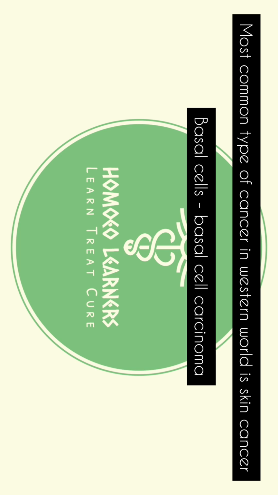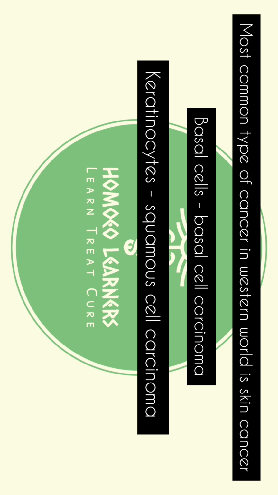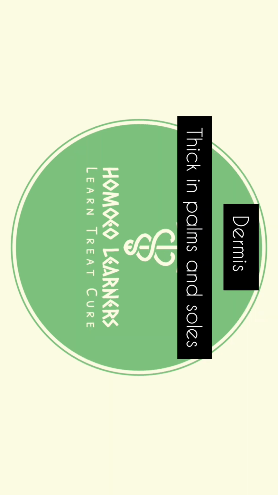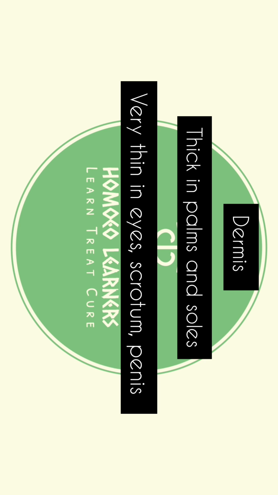Skin cancer is the most common type of cancer in the Western world. If the basal cells are involved, then it is a basal cell carcinoma. If the keratinocytes are involved, then it is a squamous cell carcinoma. The most dangerous is the malignant melanoma, which is the cancer of melanocytes. The dermis is thick in palms and soles, and it is very thin in eyelids, scrotum, and penis.